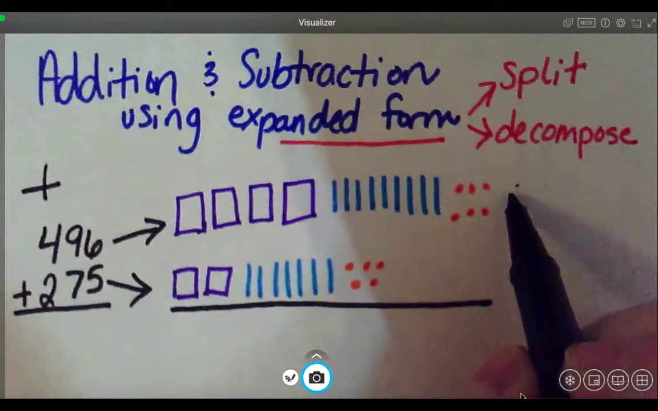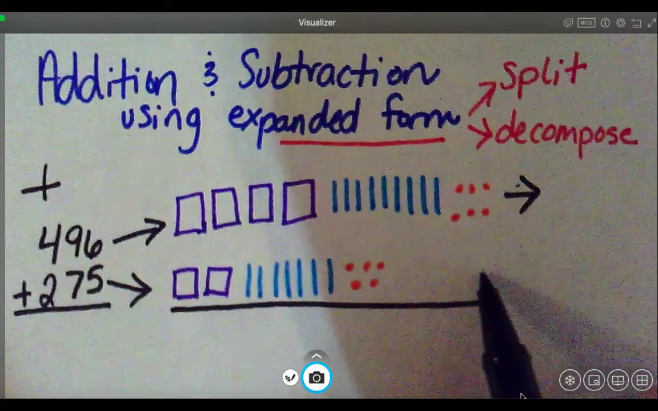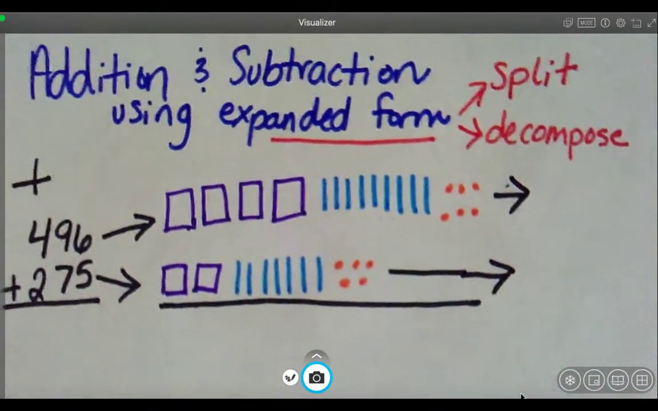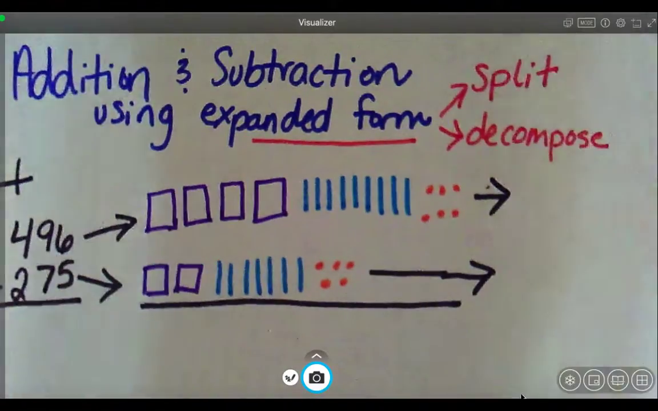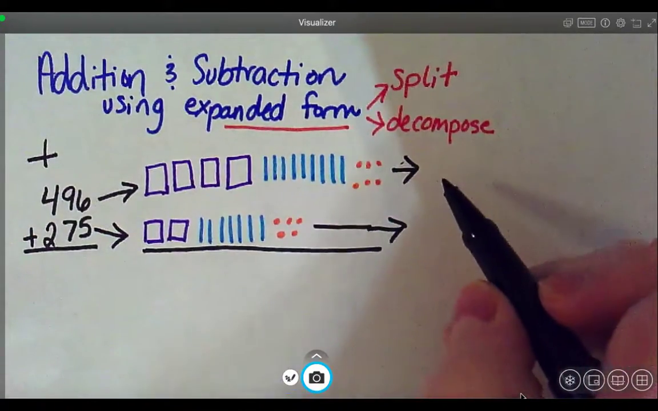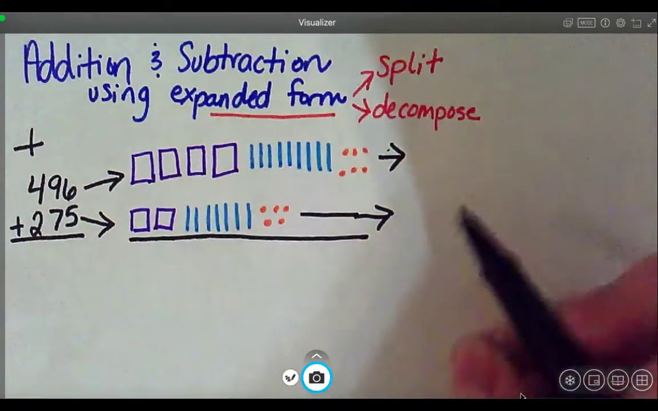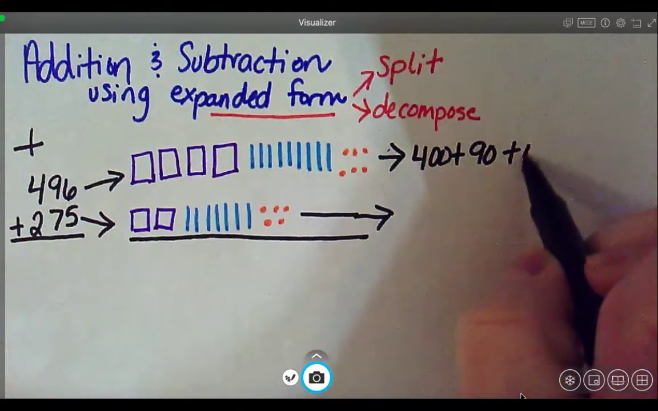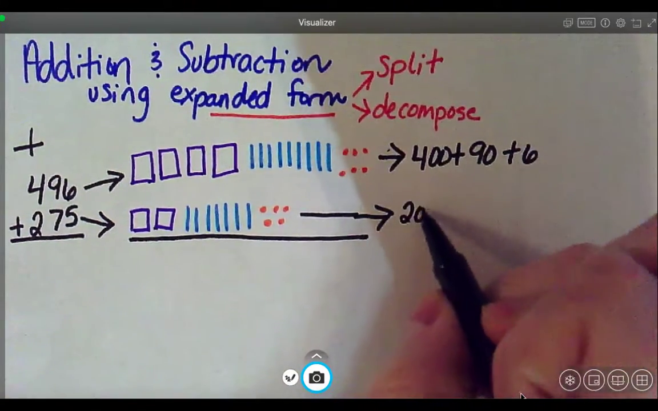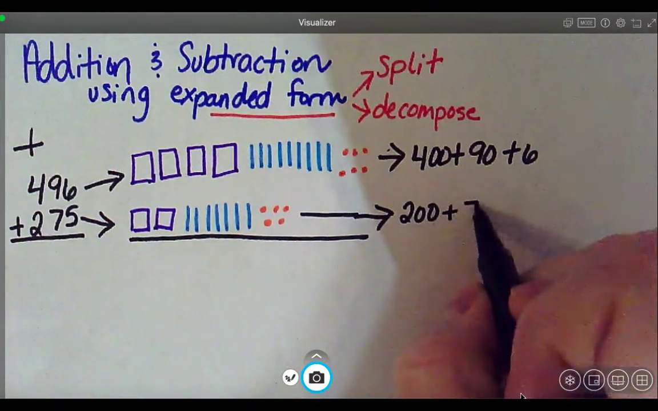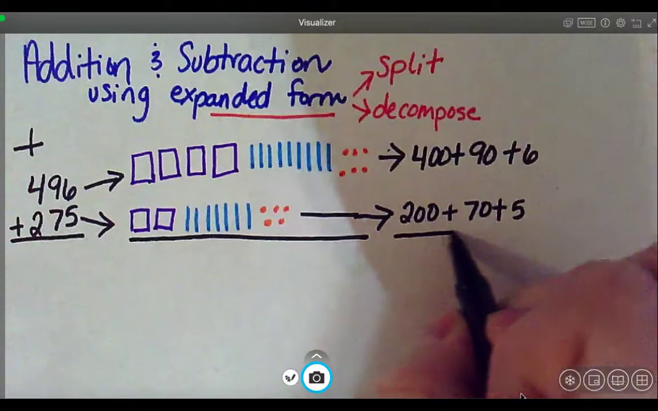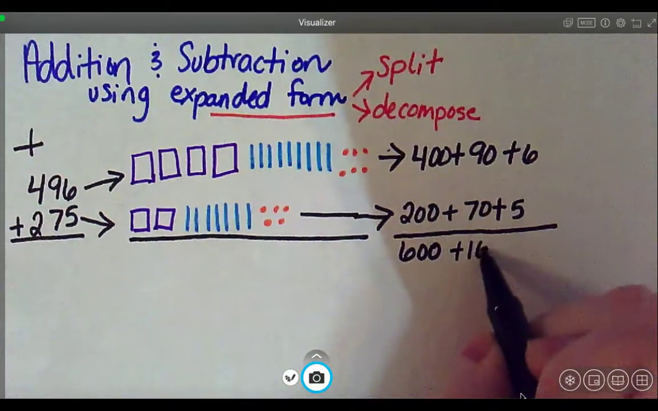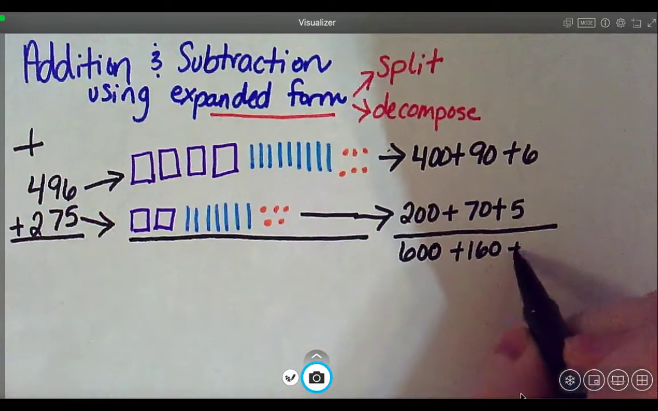So now let's take our base 10 blocks and use them as a model for our expanded form. Alright, so I'm going to start by decomposing these. 400 plus 90 plus 6, 200 plus 70 plus 5. Now I'm going to add my hundreds together to get 600, my tens to get 160, and my ones to get 11.